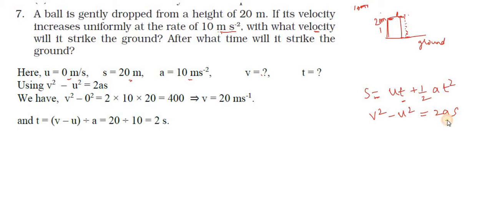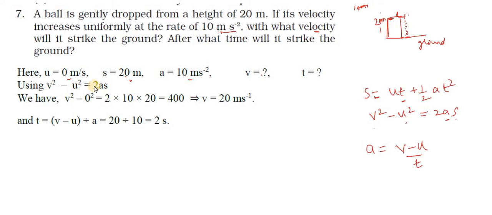Why? Because we know a. What is a? That is 10 meter per second square. What is s? s is nothing but distance, that is 20 meters. So we can find the final velocity v. After finding that, you can use the formula acceleration is equal to v minus u by t to find the time. So now we'll go for the first one.